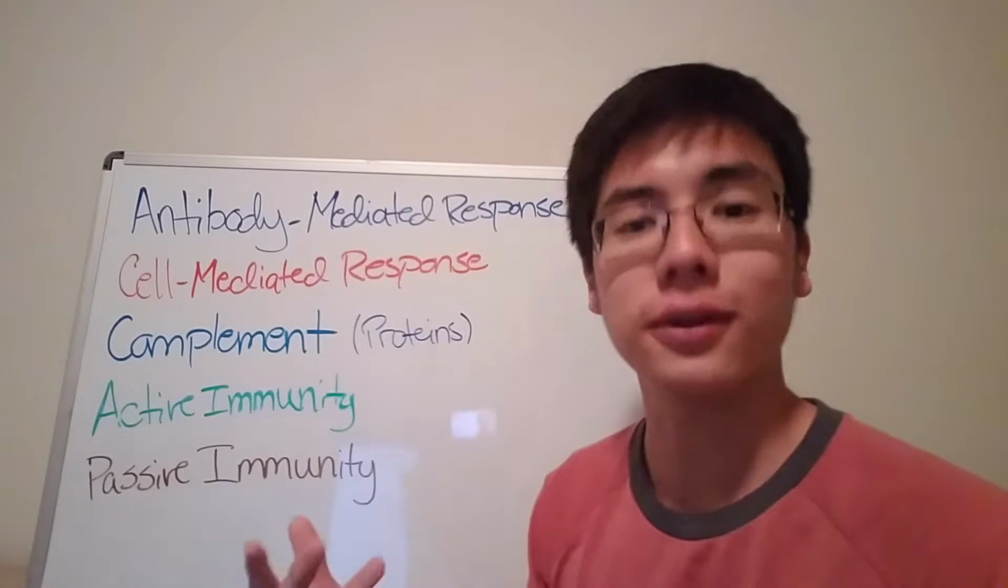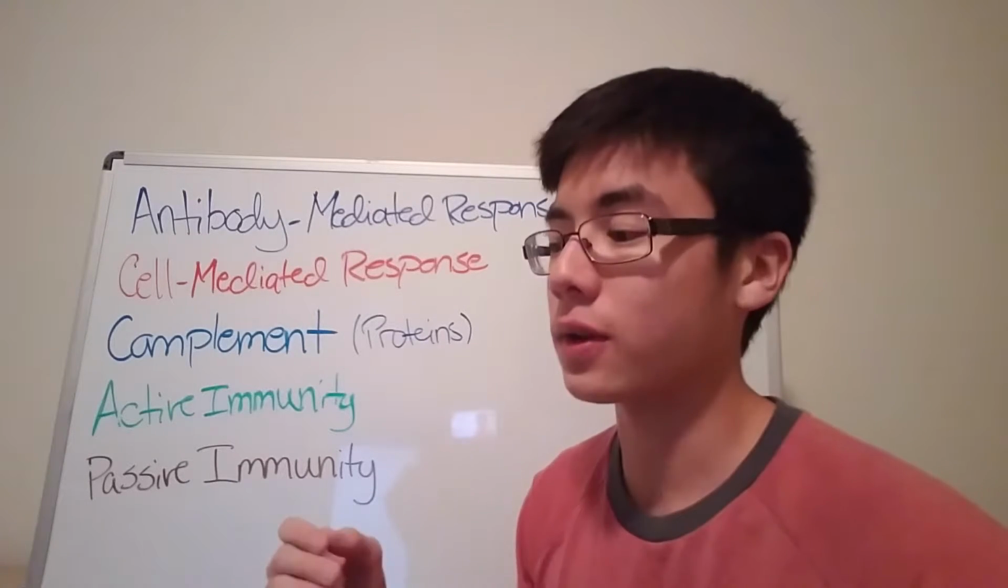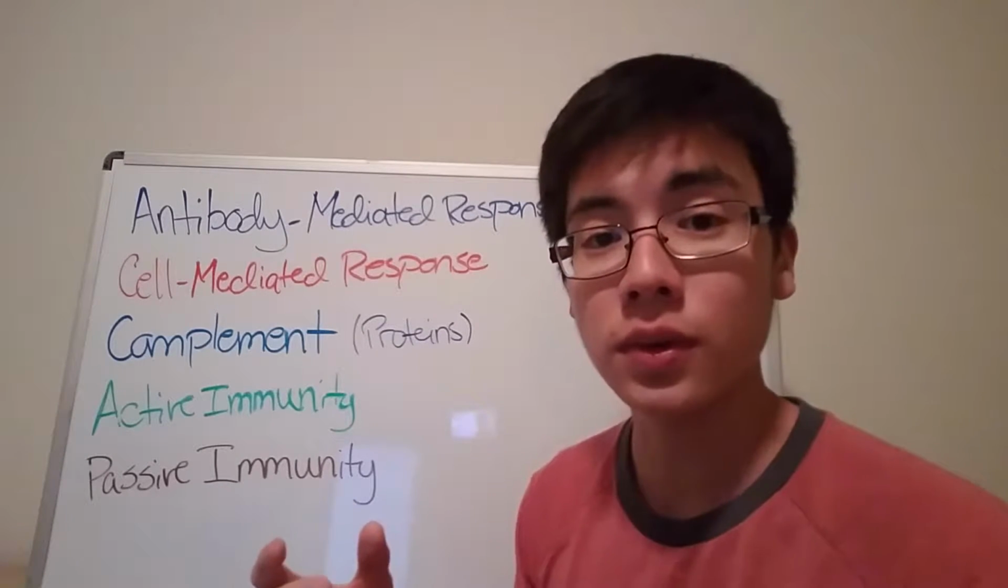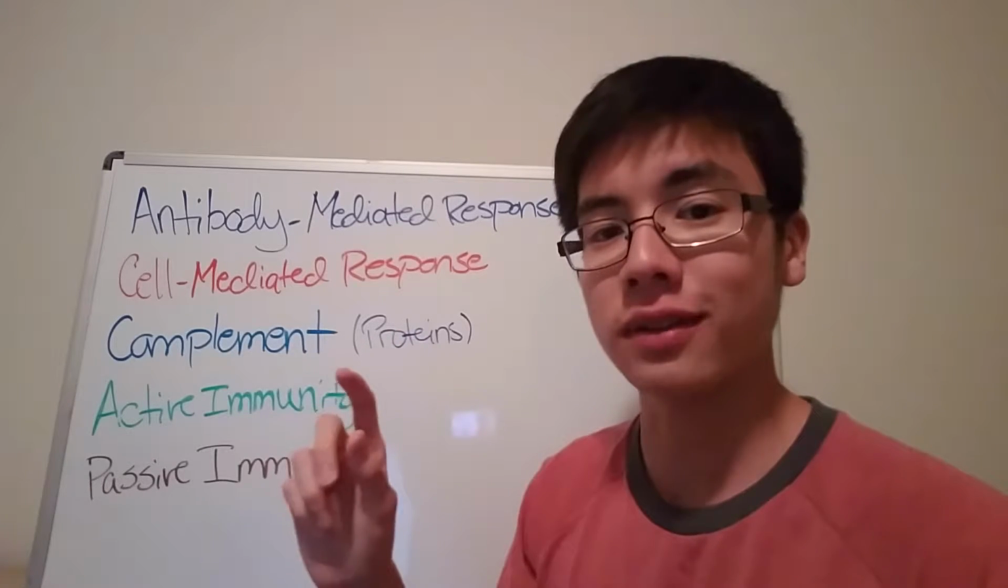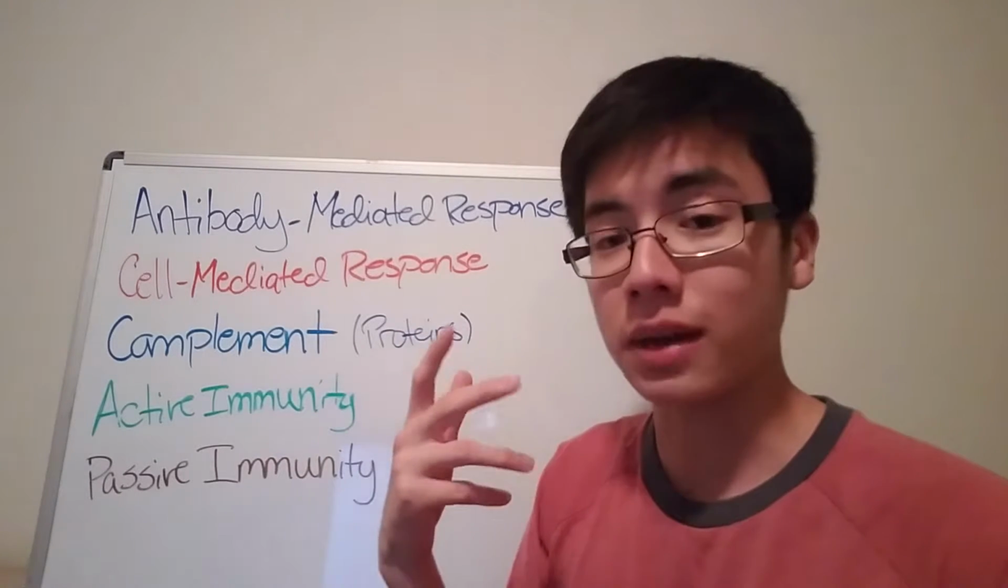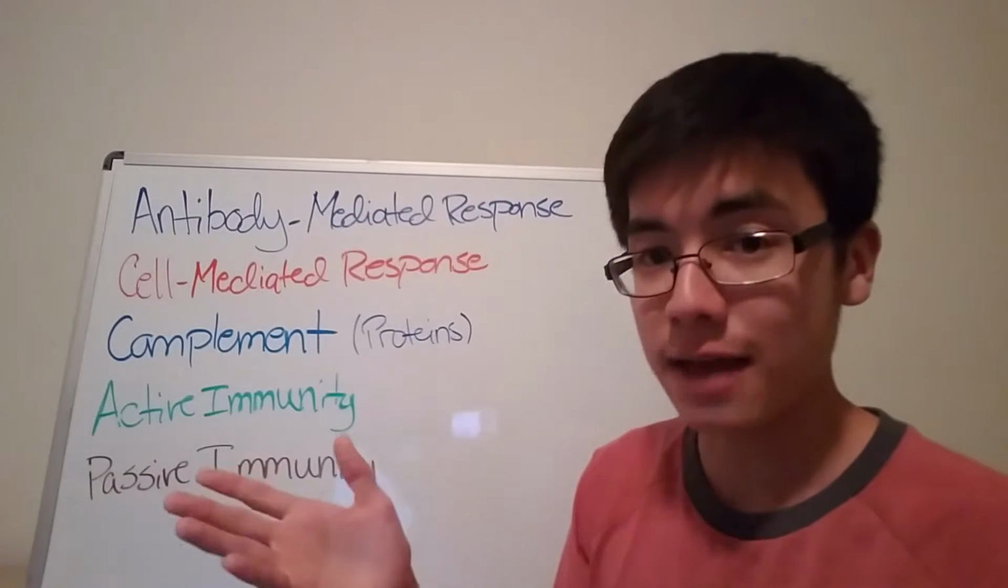Another key note to mention is that there are also memory cells that are produced. What they do is they store the antigen of the particular infectious cell so that if another immediate response is needed, there's no delay.